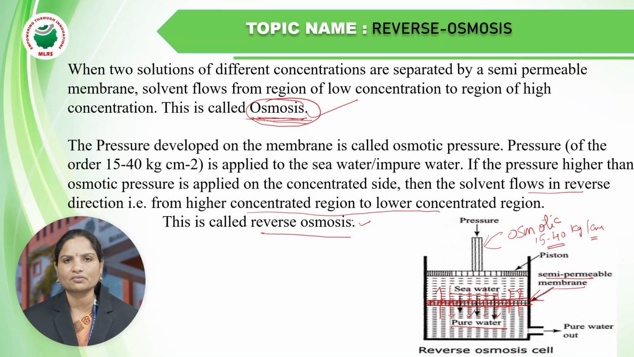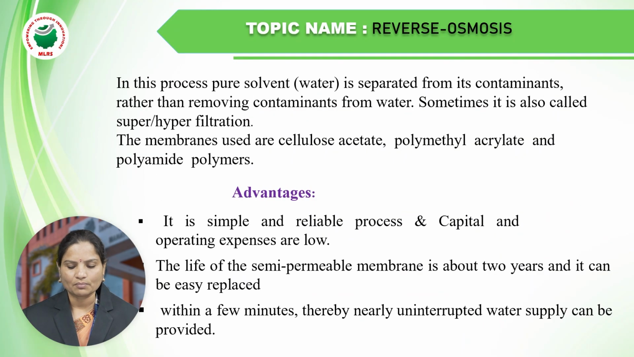This is one of the methods for desalination, removing all the salt ions from water. This process uses a semi-permeable membrane, which removes all contaminants. The semi-permeable membrane is made up of cellulose acetate, polymethyl acrylate, or polyamide polymers. With it, we separate almost all the contaminants from the water.